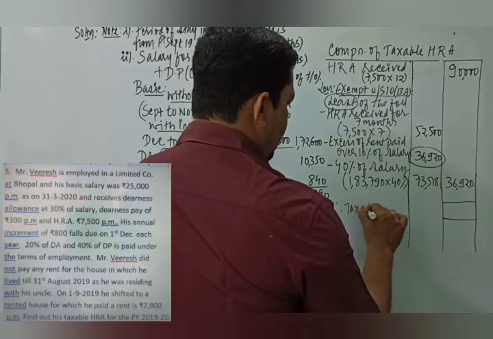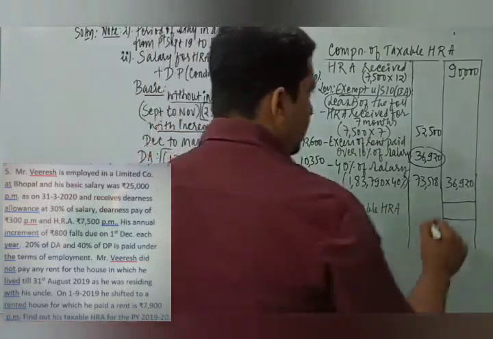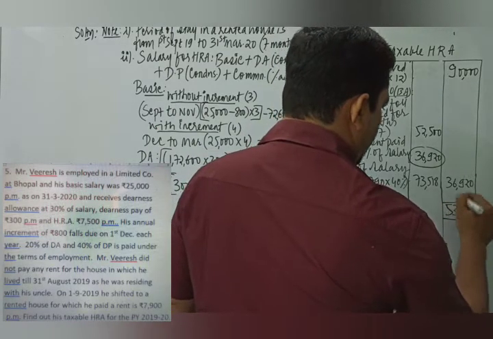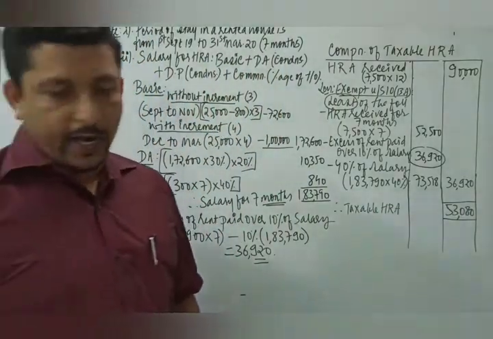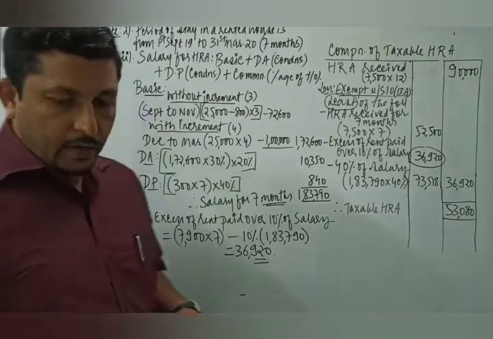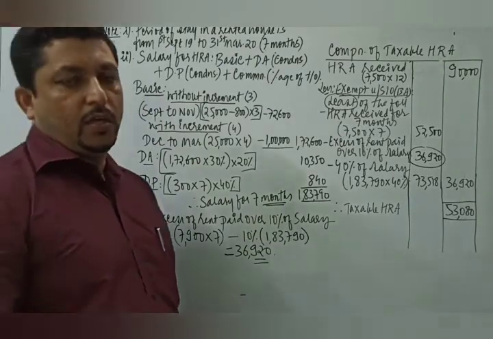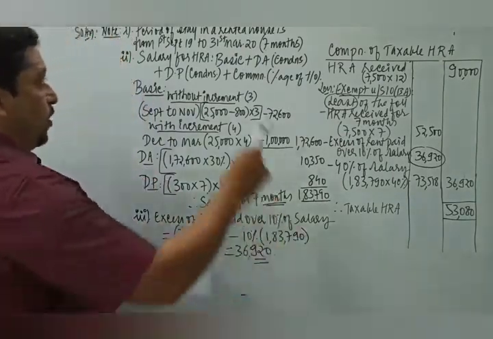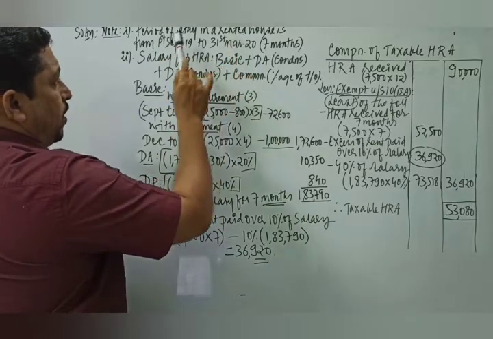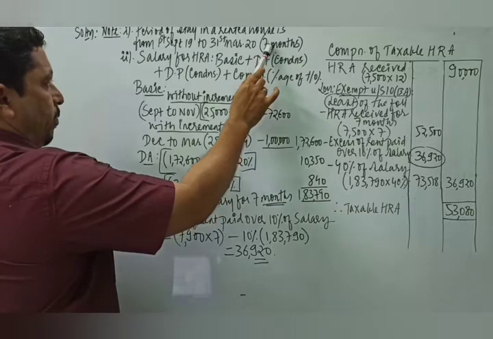Therefore, taxable HRA would be 53,080. So let's understand. Important problem. Viresh resides with his uncle till 31st of August. Then he shifts to a rented house from September 1st onwards. So the period of stay in the rented house actually starts from 1st of September when he moves to the rented house. So 1st September to 31st of March is only 7 months, and that is the relevant period.